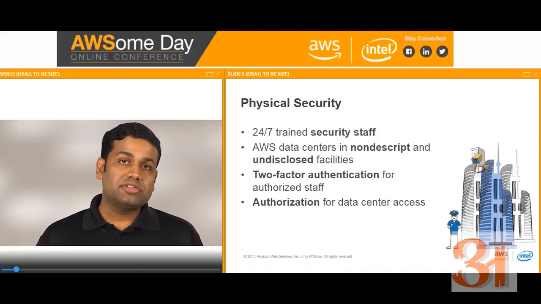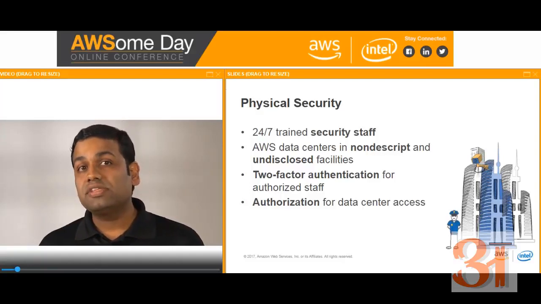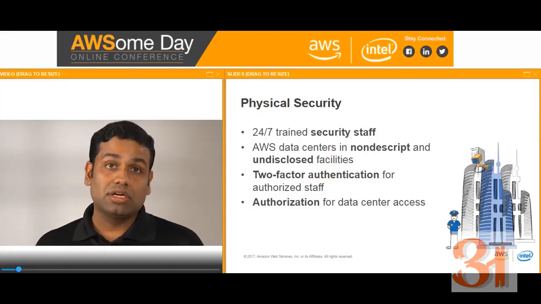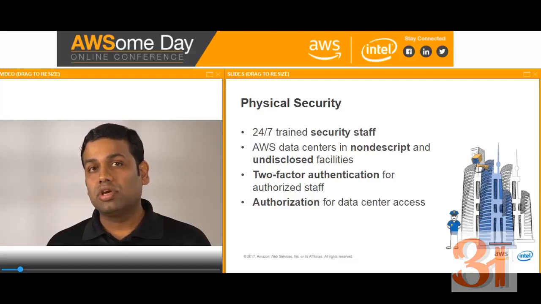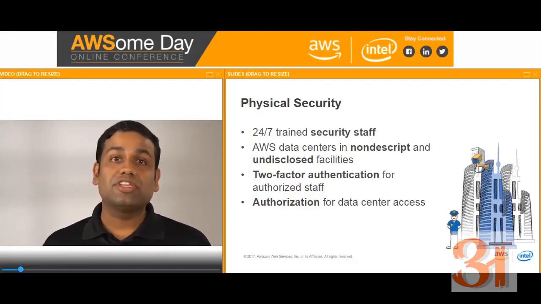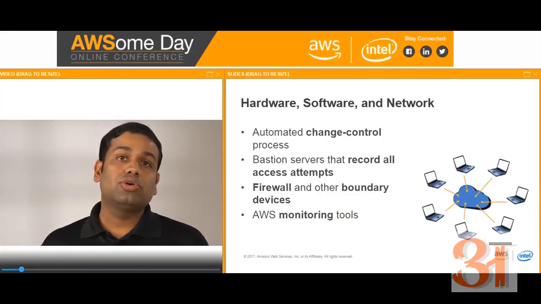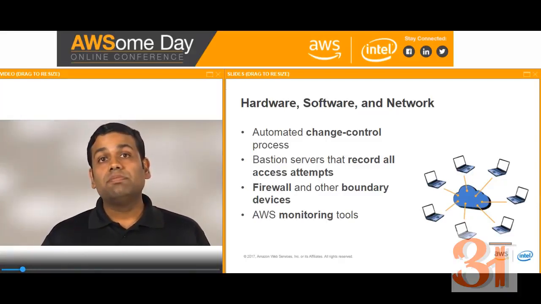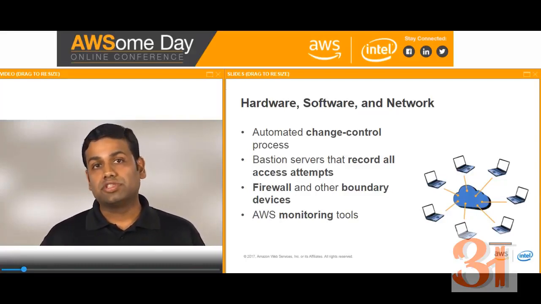Let's look into some of the physical security aspects managed by AWS. All AWS data centers are managed by trained security staff. These data centers are located in nondescript locations, and all staff working in these data centers have to be authorized and go through multiple layers of security. In addition, all server access is controlled through bastion or jump servers. Firewall devices block unauthorized access, and systems continuously monitor the infrastructure.